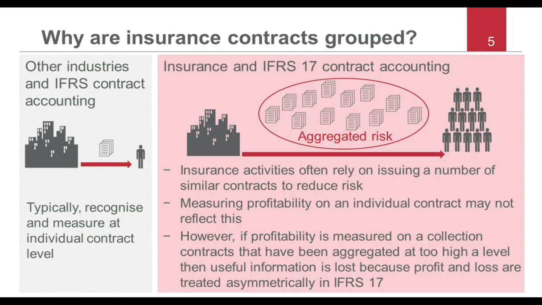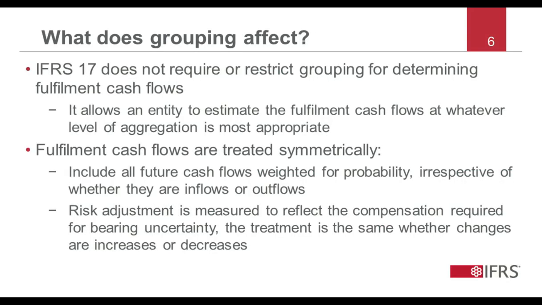This is because under IFRS 17, profit is treated differently from losses. A loss is recognized immediately in profit or loss when known, and in contrast, profit is recognized over the period in which the entity provides insurance coverage. The level at which we measure profitability will impact when information about losses arrives in profit or loss.